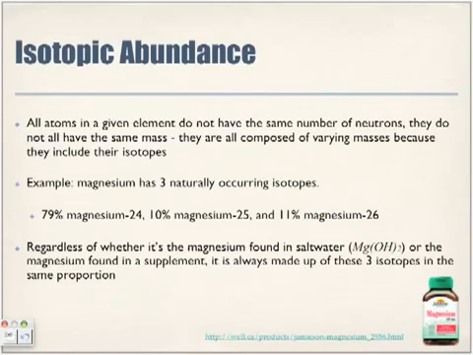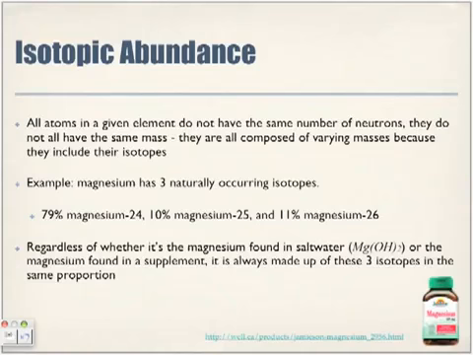Okay. So, now, isotopic abundances. All atoms in a given element do not have the same number of neutrons. They do not have the same mass. They are all composed of varying masses because they include their isotopes. As we said, in this example we have magnesium having 3 naturally occurring isotopes.